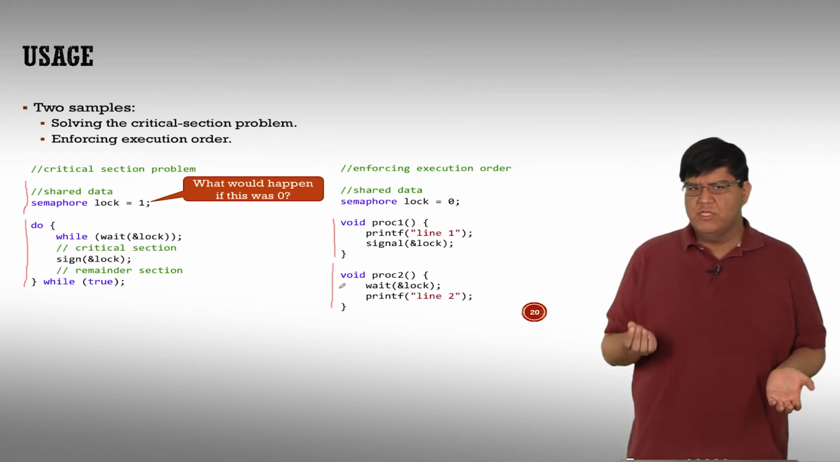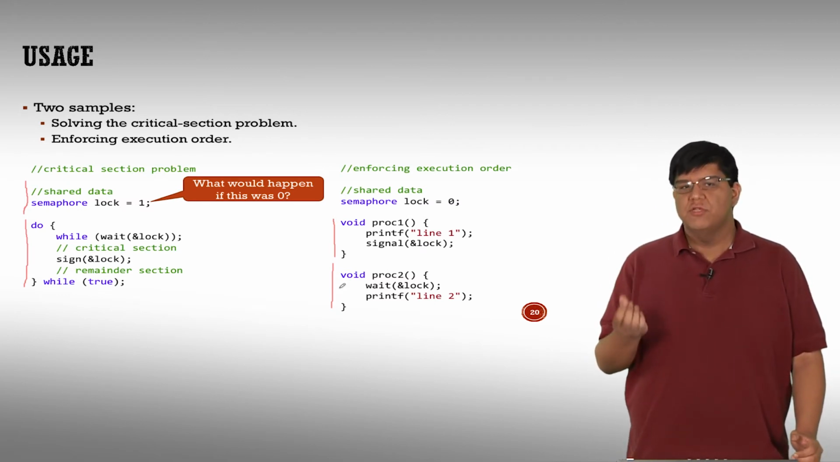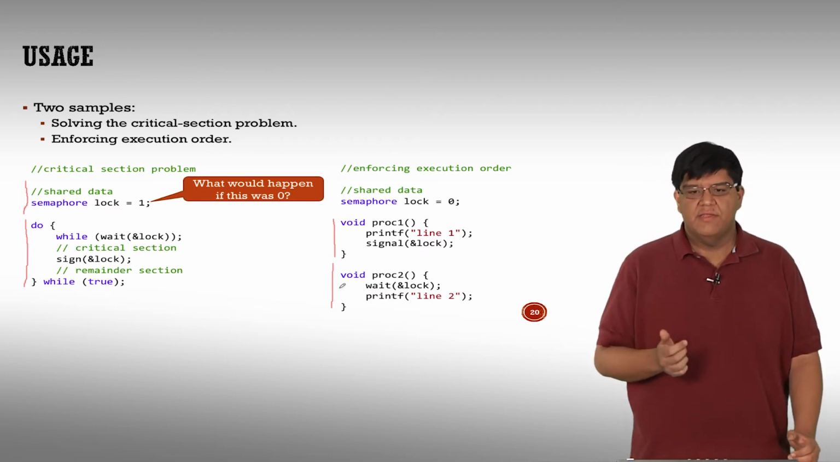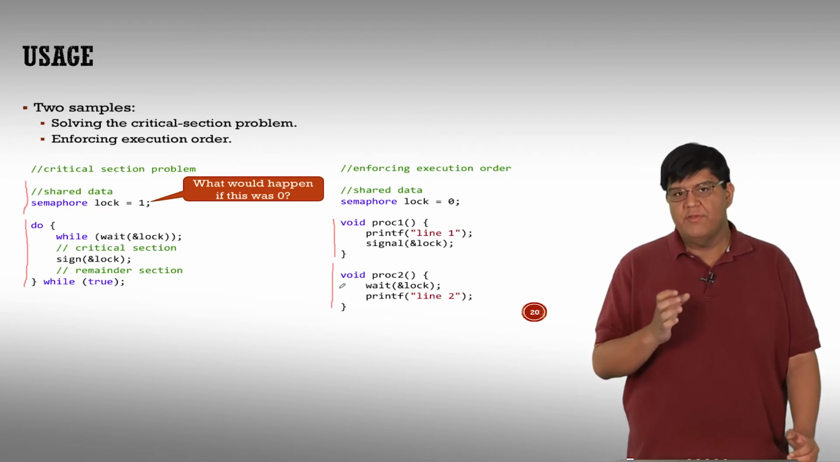But the second one can't actually do anything, right? The second one actually has to acquire the lock before it moves forward. Basically, what you're saying is procedure 1 must execute first, right? So it does its printout, prints out line 1, and then it does a signal. And that semaphore lock was initially set to 0, so that was intended to make that second procedure wait around.